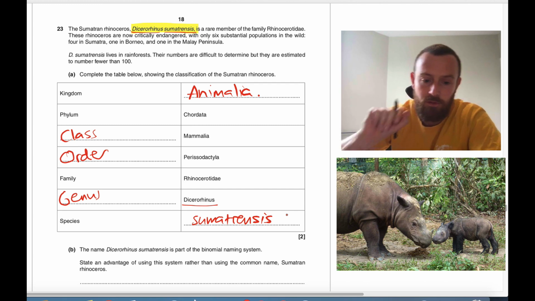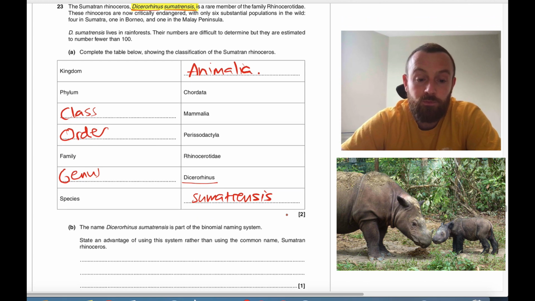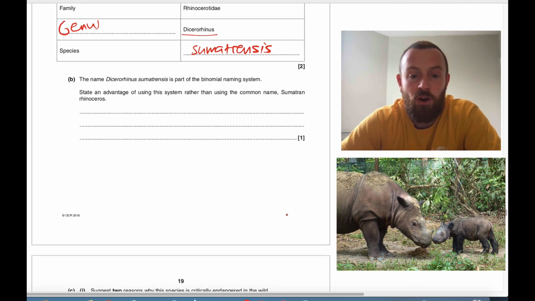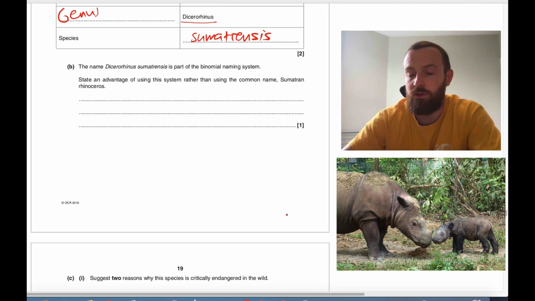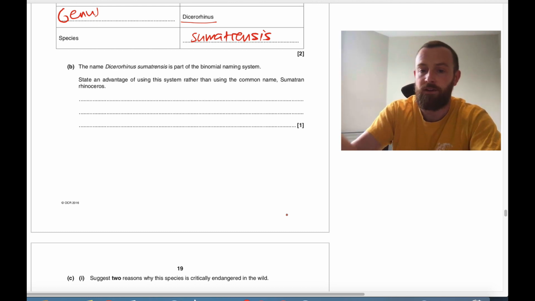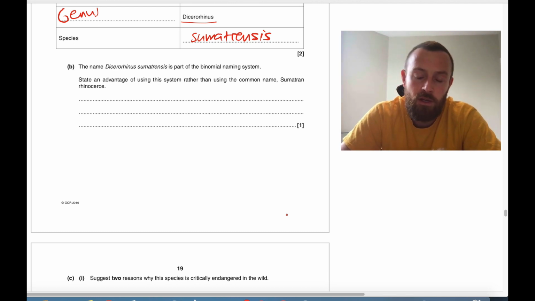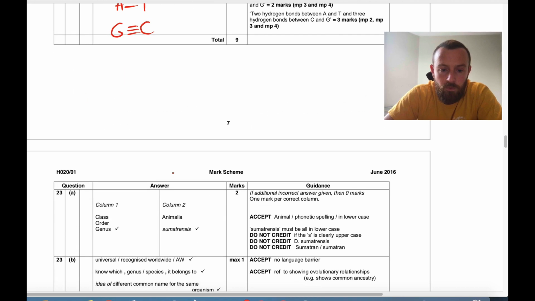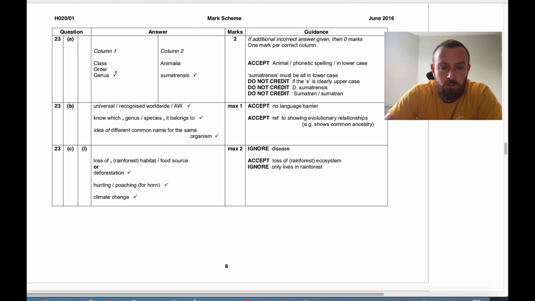There it is. Okay. The name Dicerorhinus is part of the binomial system. State an advantage of using this system rather than using common names. Well, this is basically language issues. The fact that you can refer to it globally, different biologists can refer to it using this name, and we can be very specific. Let's double check the mark scheme there. Class, order, genus, Animalia, sumatrensis.